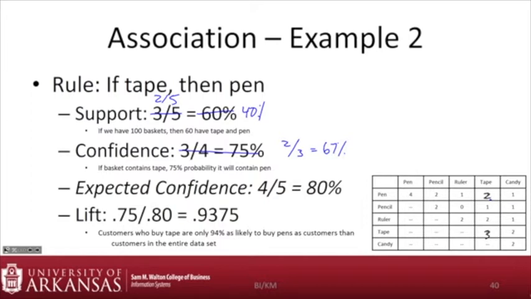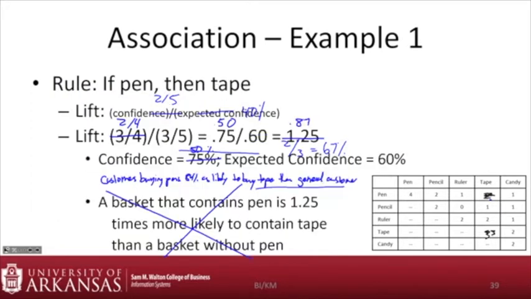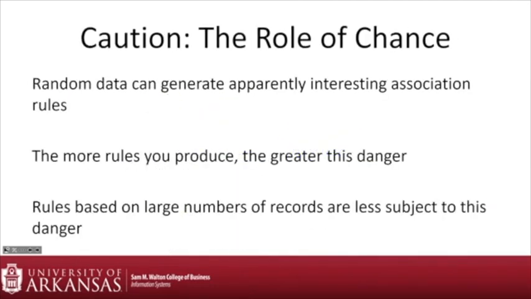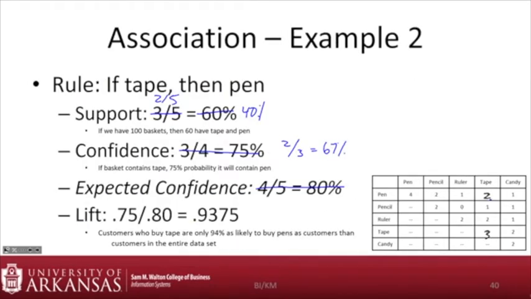So if we figured out the expected confidence, let's go ahead and try that. Let's see what we come up with here. So the expected confidence, going back, here it's going to be the number of records in the consequence divided by the total number of records. So how many are in our consequence? 2. So here, oh, it's 4, yeah, because it's at the end. So this part stays the same. We're still good with that.